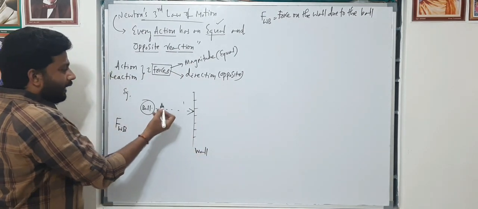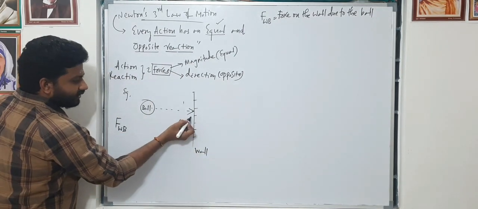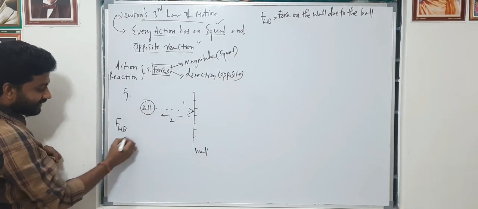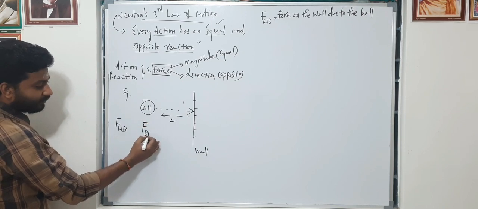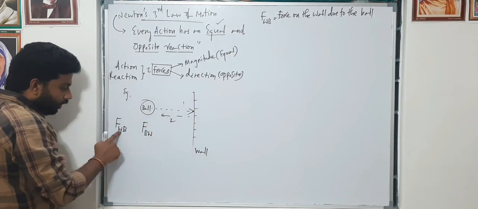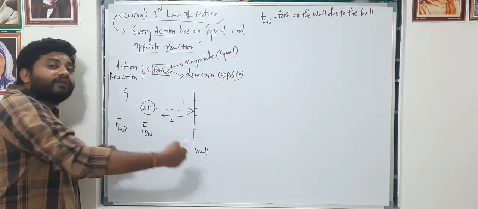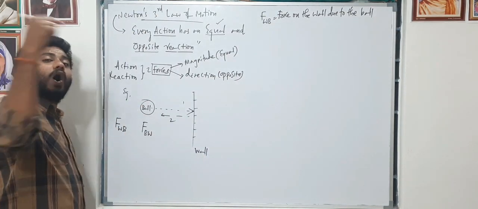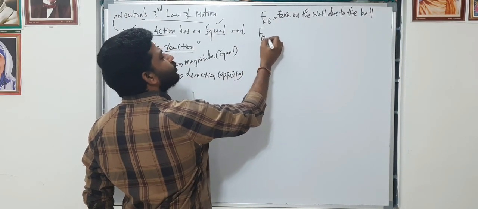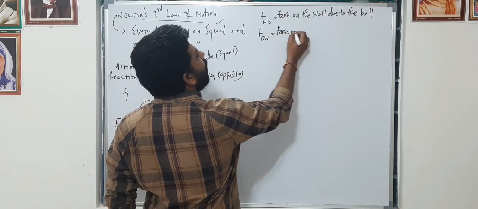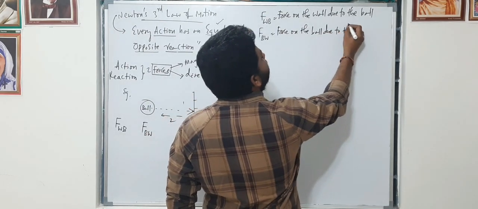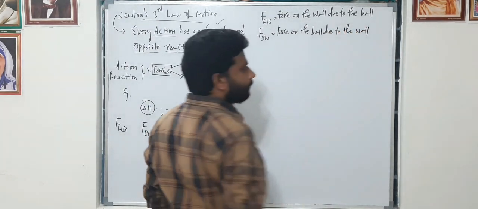Okay, so now definitely the ball will rebound. So that is the second case I am writing. So the ball will rebound. Here I am writing it is F suffix BW. That means force on the ball due to the wall. First case, force on the wall due to the ball. So the second case is what? In case of rebounding, what is happening? Force is acting on the ball due to the wall. So that's what FBW, which is called the force on the ball due to the wall, right?